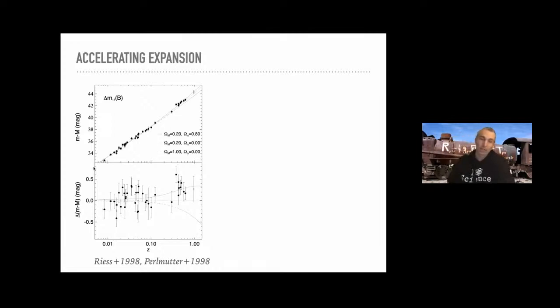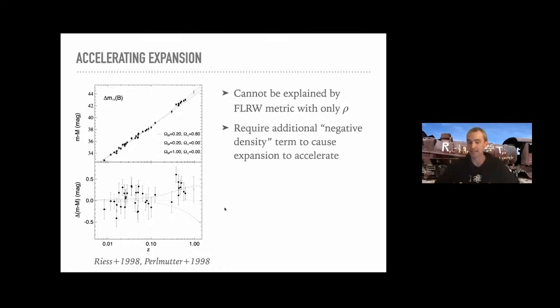Accelerating expansion, of course, is a bit of a mystery. You can't explain accelerating expansion with the FLRW metric with just some normal matter density. You require something like a negative matter density in order to cause this expansion to accelerate. You can see, for example, back in the original Riess and Perlmutter papers, that trying to fit a universe with no dark energy component gives you a definitely discrepant fit to the actual expansion rate of the universe. Obviously, this was a Nobel Prize, and we still don't understand the reason for this.